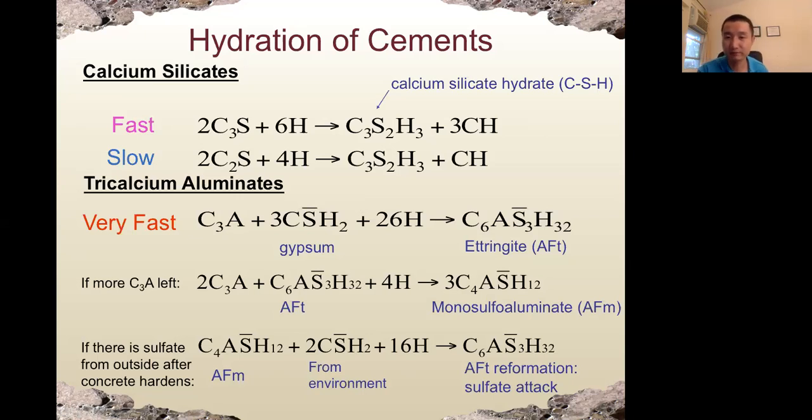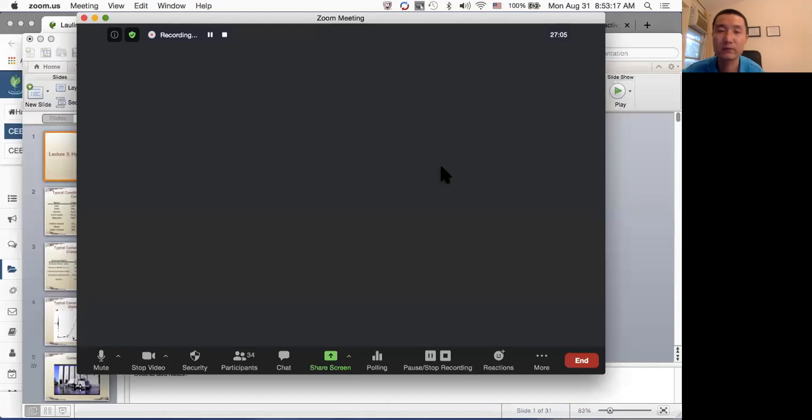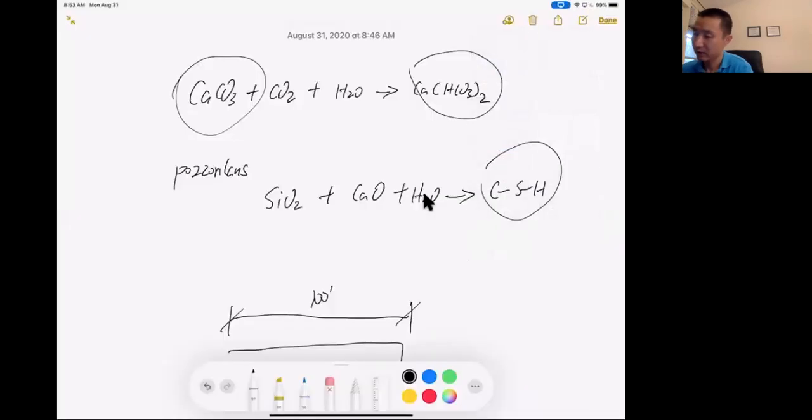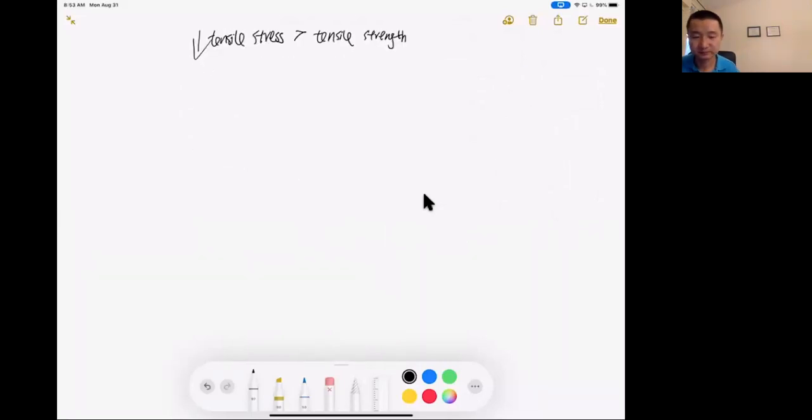All right, so AFT is called ettringite. AFM is called monosulfoaluminate. So let's spend a little bit of time talking about why we give these chemicals these names. For ettringite, we can rewrite ettringite as this: 1 part of C3A with 3 parts of gypsum plus 32 parts of water.